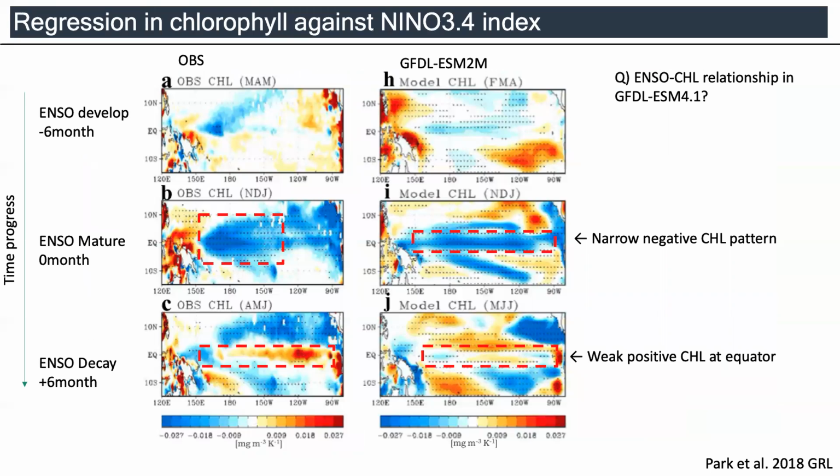The previous generation GFDL ESM2M nicely captured the ENSO-related chlorophyll pattern, for example, negative and positive chlorophyll anomalies throughout the ENSO events. But the ENSO chlorophyll simulation was a bit narrower than observation in the boreal winter, with a weaker positive pattern in the boreal summer.